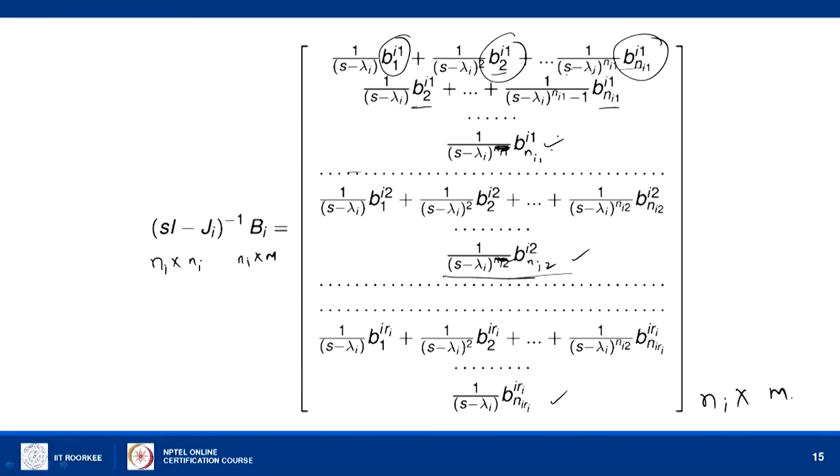But if any of these rows, the last row of each block, becomes 0, then obviously, if any one row is 0 in a matrix, that matrix has linearly dependent rows. So, first of all, these rows b_i1 suffix n_i1, b_i2 suffix n_i2 should be non-zero. Then, if they are also linearly independent, the entire n_i cross m matrix has linearly independent rows. And if any of them becomes 0, then the entire matrix has linearly dependent rows.